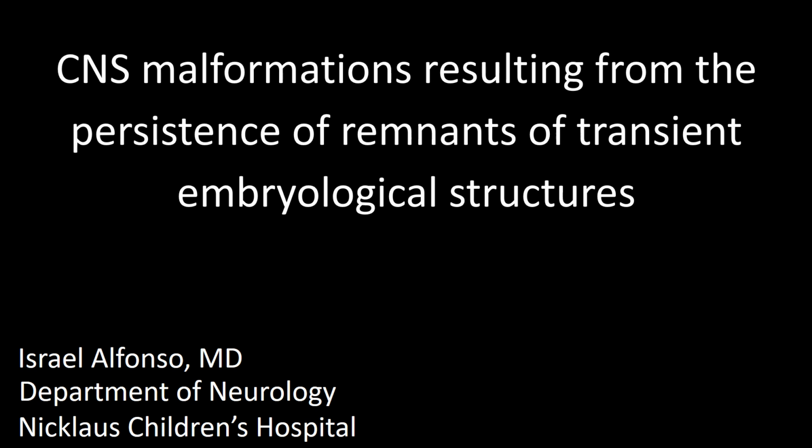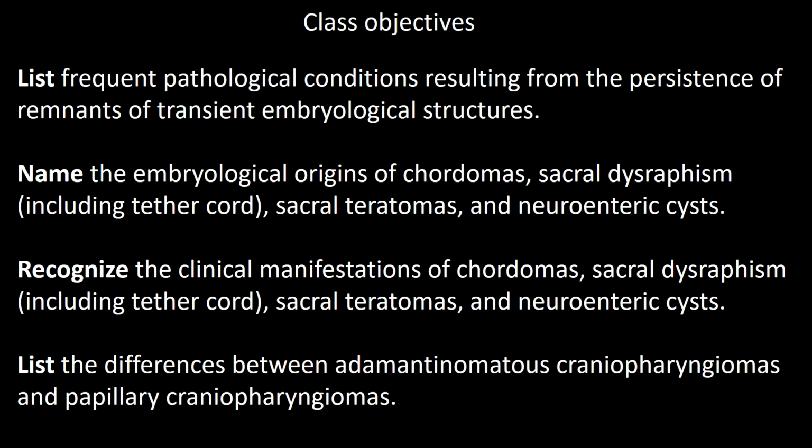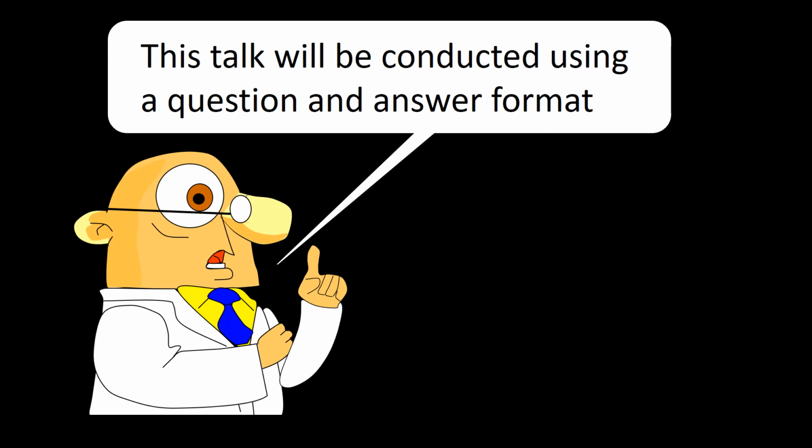The title of this talk is CNS malformations resulting from the persistence of remnants of transient embryological structures. These are the class objectives. You do not need to read them. They will be addressed during the course of this talk. This talk will be conducted using a question and answer format.